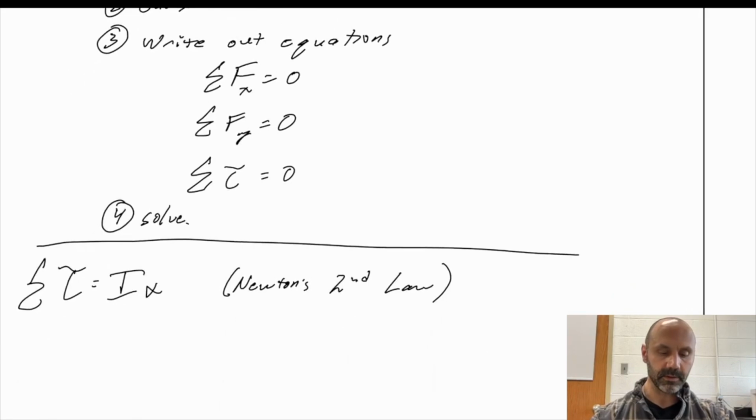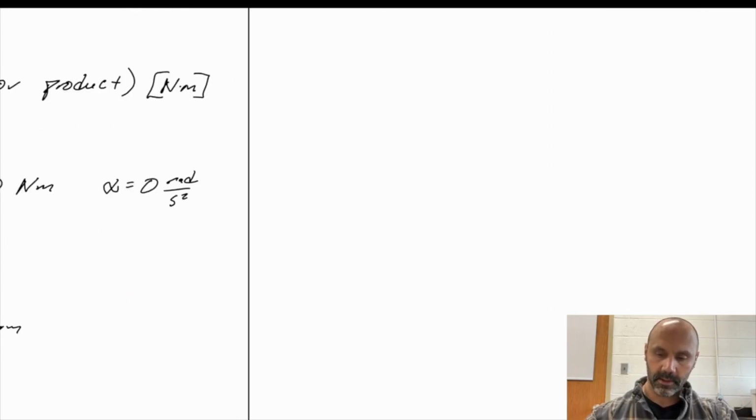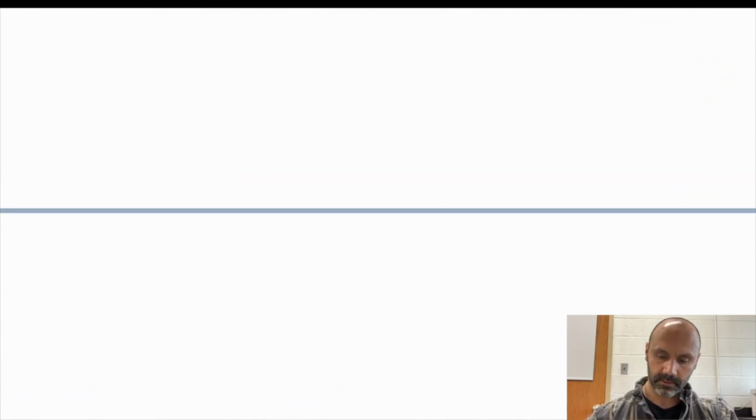Newton's second law looks like this. Instead of F equals ma, it's tau equals I alpha. I can put arrows on these because technically these are vectors. That's just Newton's second law. And so let's take a look at this.